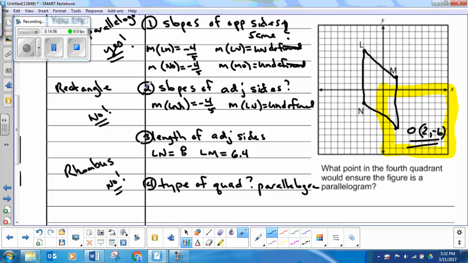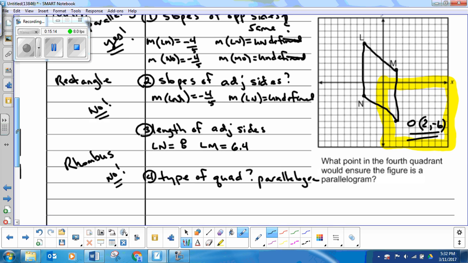And then when I walk through number 2, which was slopes of adjacent sides, I can see that I've got an undefined slope for this other side, so there's definitely not a perpendicular relationship. And then on 3, the adjacent lengths, one is 8 and one is 6.4. So this is nothing more than a parallelogram.